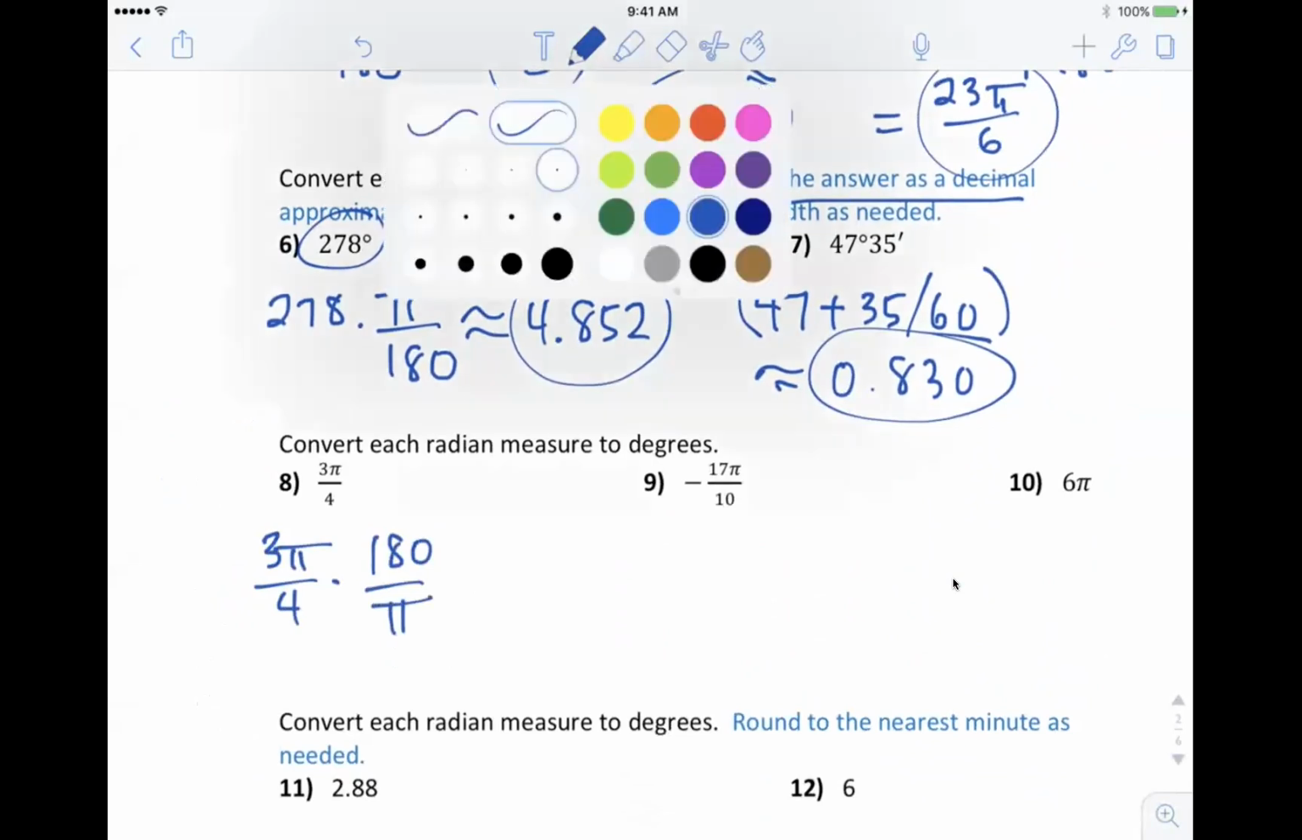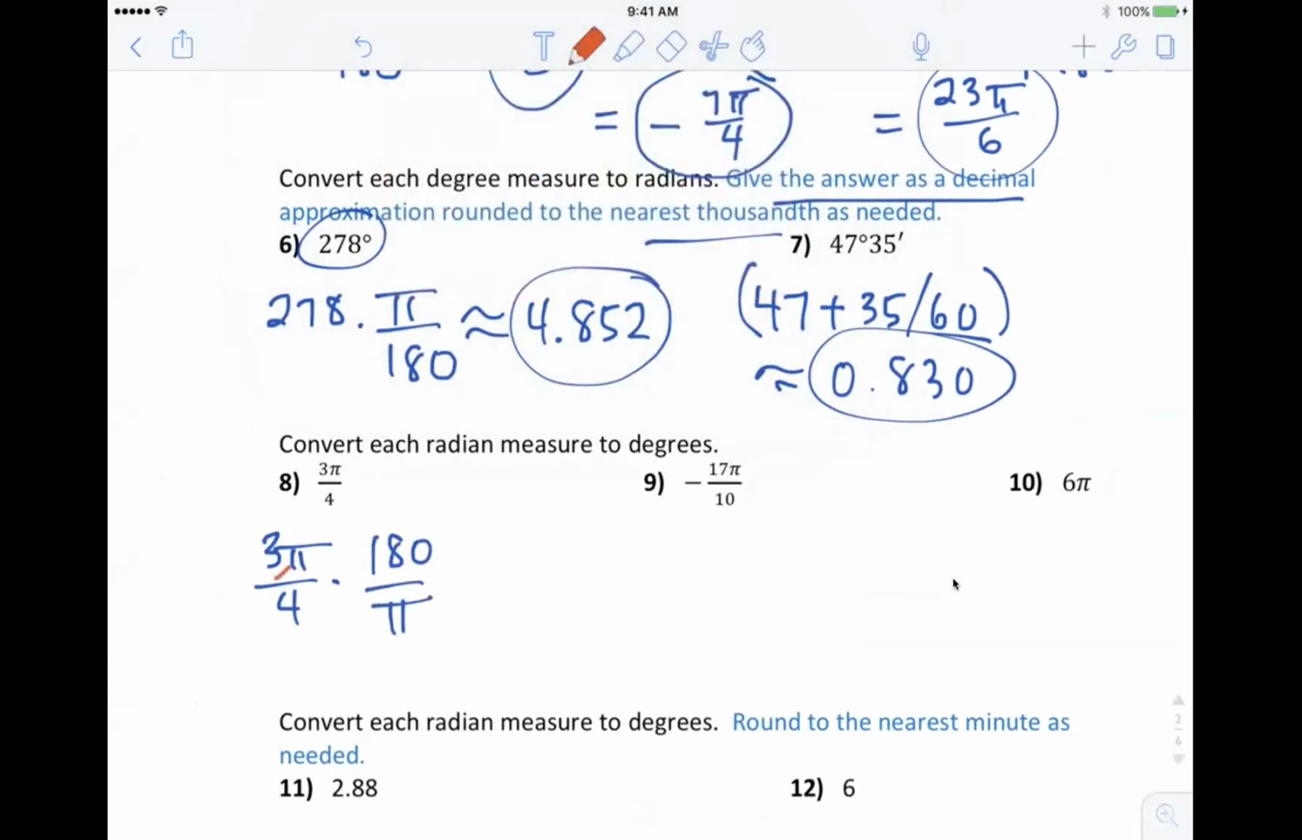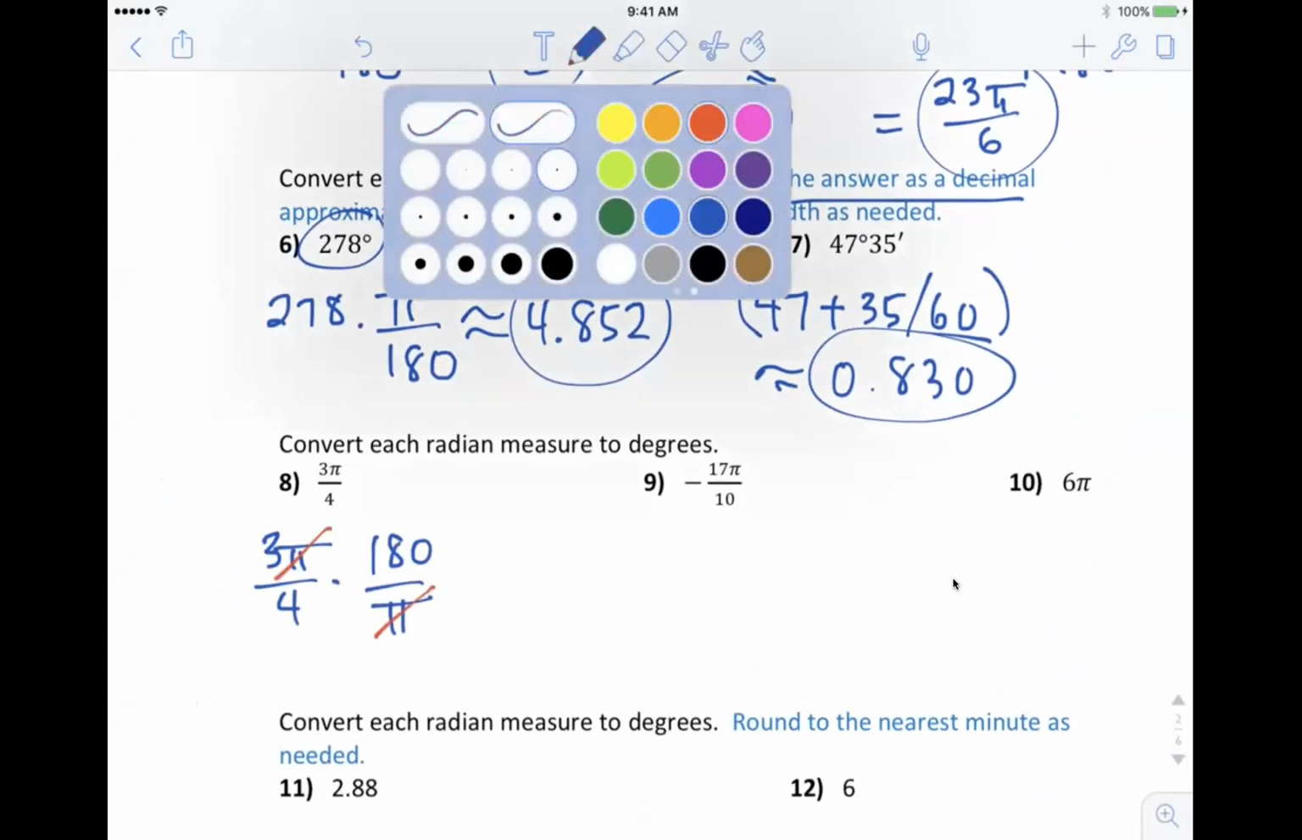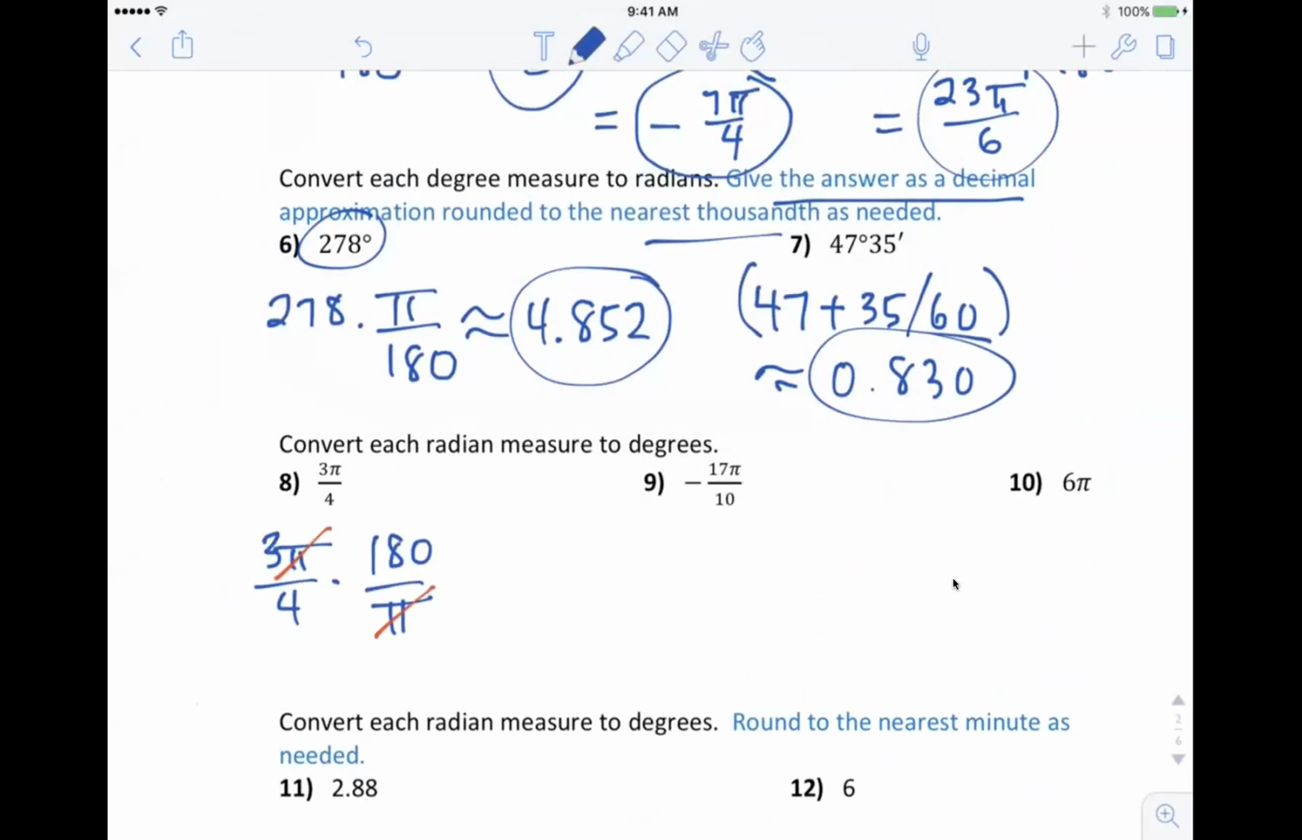And hey, that's cool because we have a pi up top and a pi below. Pi's cancel. And then I just have to work out this fraction problem, 3 times 180 divided by 4. I could just do that in my calculator. I could even do some canceling if I want, or however you want to do that one. There's a few different ways, right? But it's just a fraction problem. But 3 times 180 divided by 4 is 135 degrees.